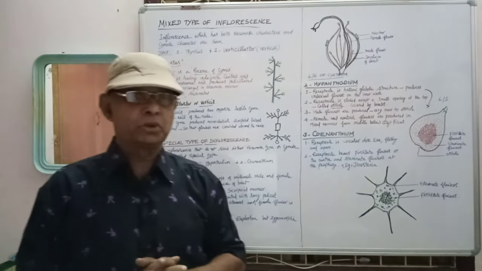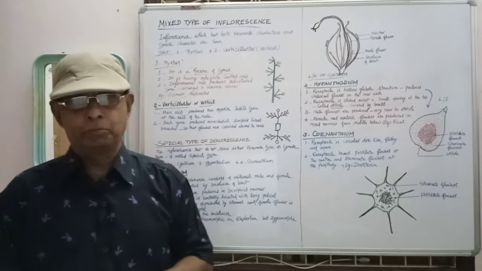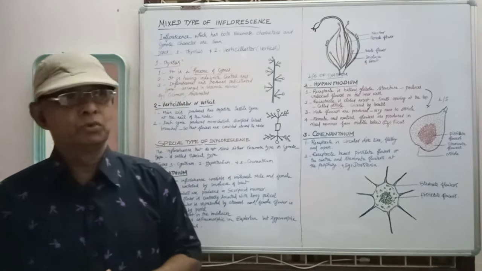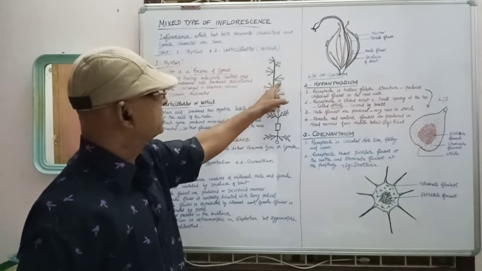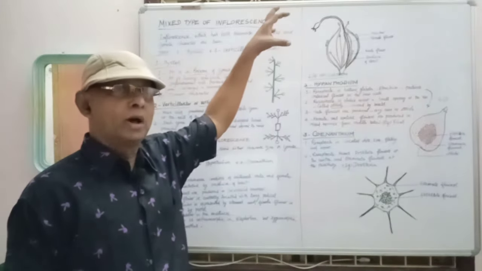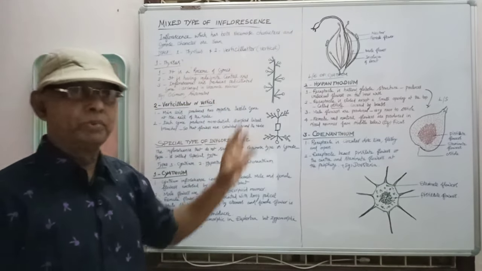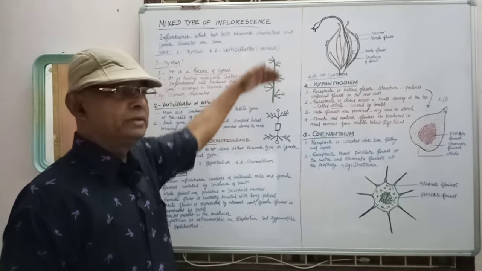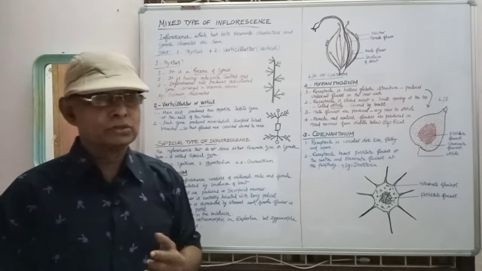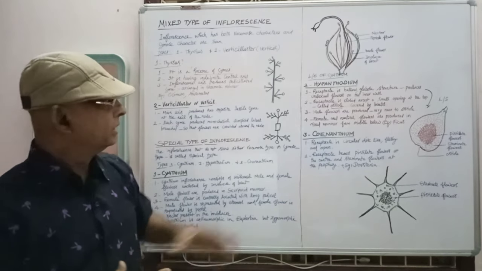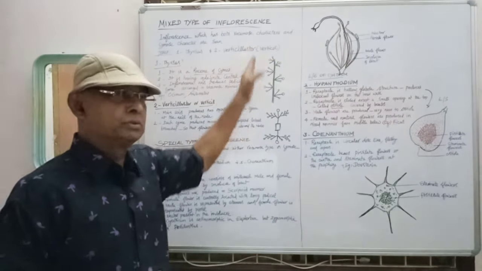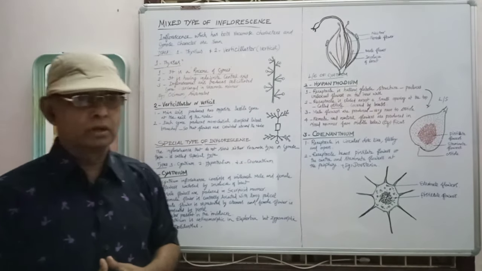In thyrsus, the central axis grows indefinitely and produces lateral pedicellated cymes which are arranged in the racemose manner. You can see these are all cyme inflorescences, but they are arranged in the racemose manner. What is the arrangement of flowers in the raceme inflorescence? Acropetal fashion. So these cymose inflorescences are arranged in acropetal fashion. That is the racemose character. And also opening of the flower is centripetal. These flowers open first, then later this, like that. The opening of the flower is from base to top. That is also a racemose characteristic feature.